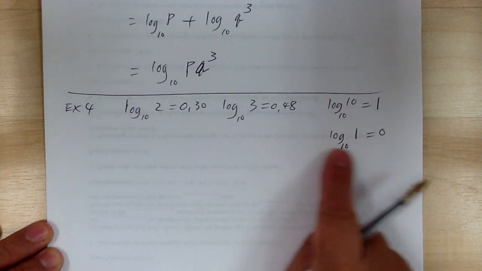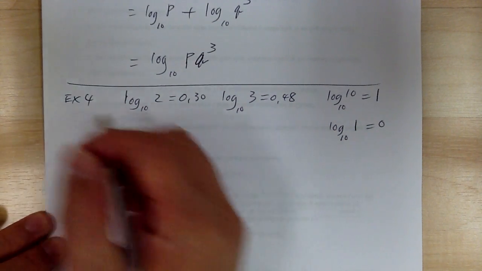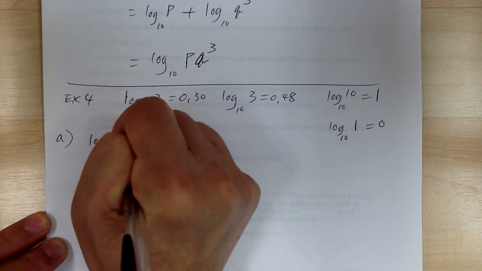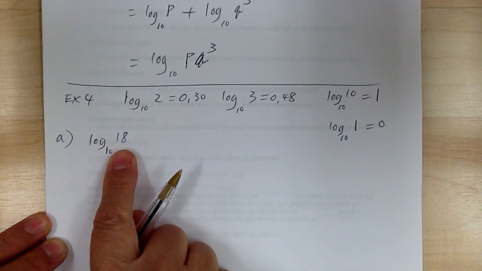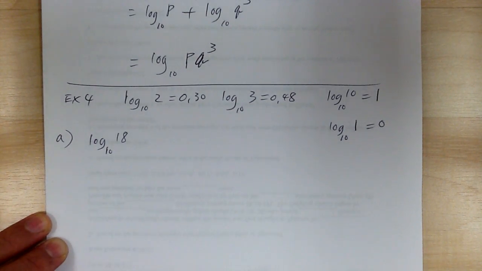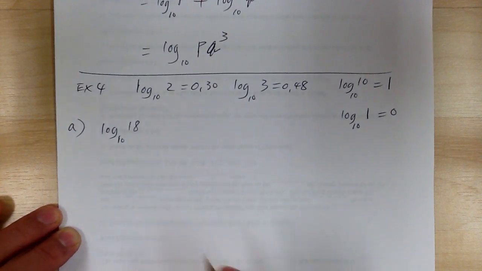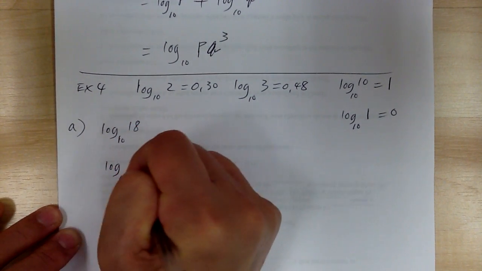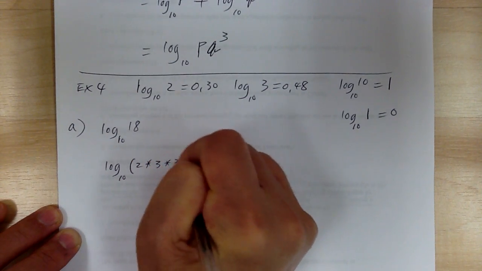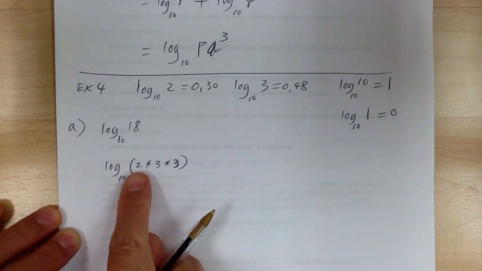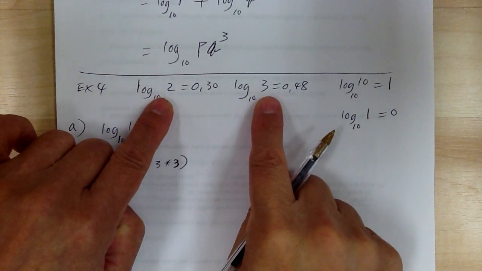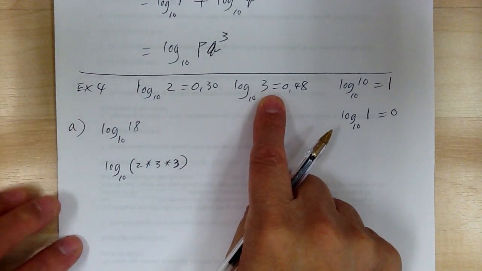Okay, so now you're going to use this information to go and evaluate. So for A, you're going to evaluate log of 18. So you need to figure out what that equals. What you need to do is break down the 18 into those numbers. So 18 is equal to 2 times 3 times 3, right? And the reason I use 2 and 3 is because that's what is given, so you know those numbers. So you have to use those numbers.